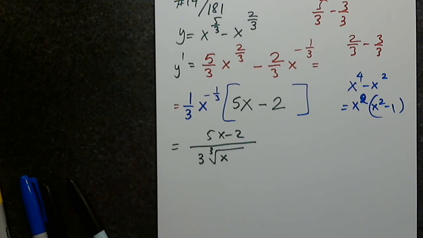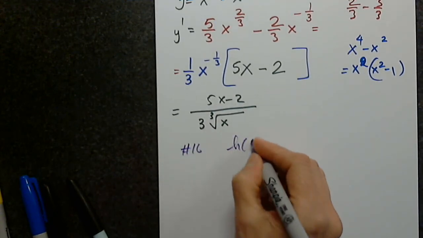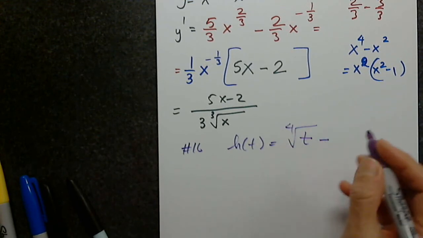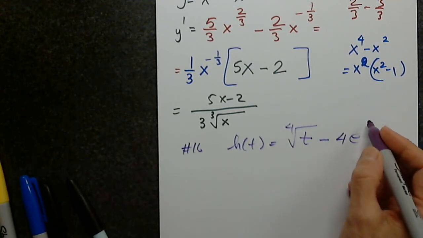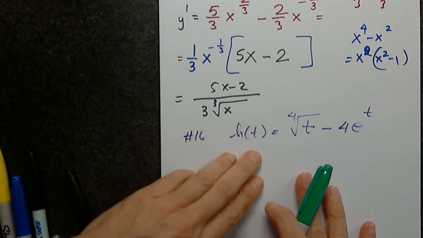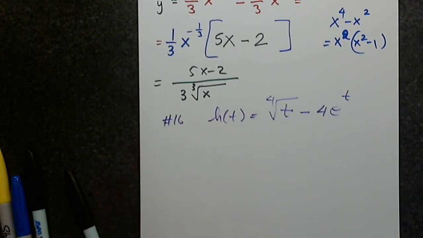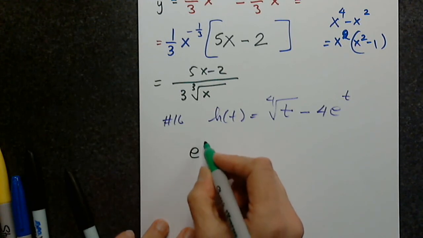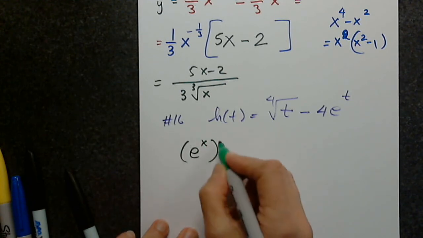Okay, so let's look at 16. Okay, 16 it is. So we have 16. Yes, same page. We have h of t equals the fourth root of t minus, we cannot do this just now, but it's fine. I'm going to just show you what e to the t is. So why not? We'll stop here. We'll come back to it in a minute. So we are asking ourselves, what could this be?